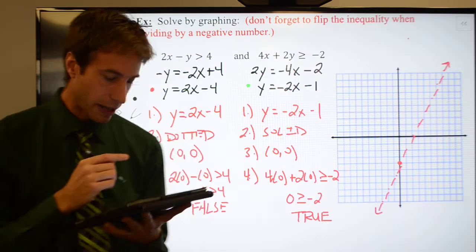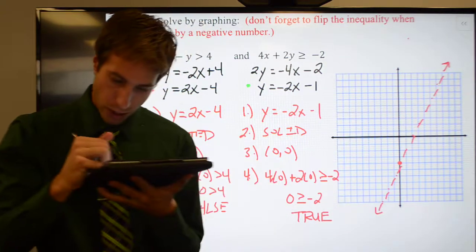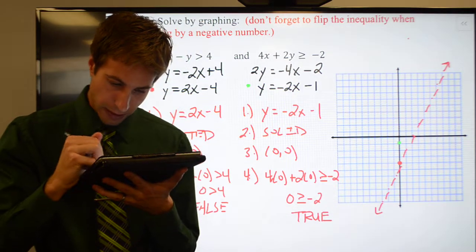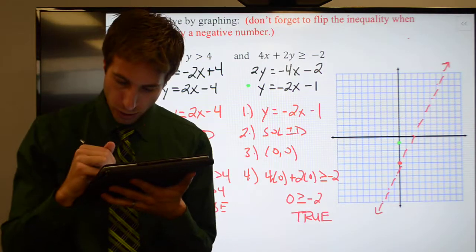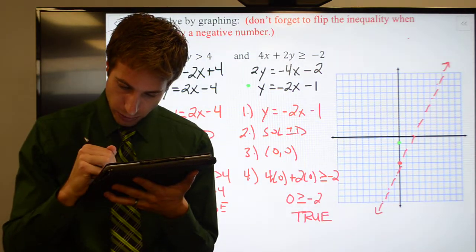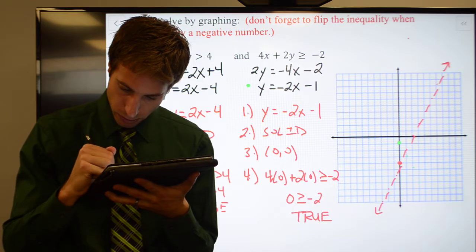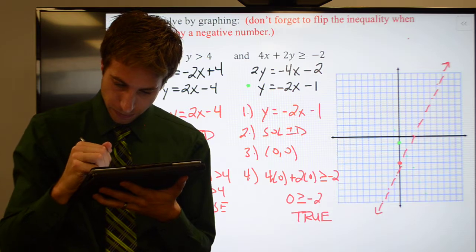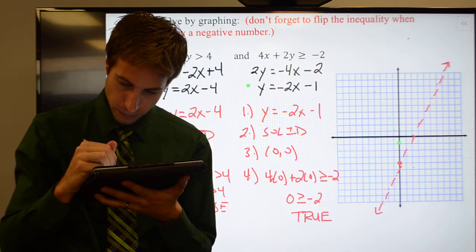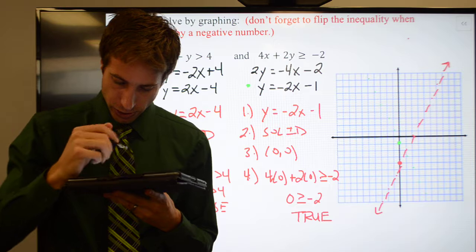And then my other one, my green line, I'm going to go through the point negative 1. So there's negative 1 right there. I have a slope of negative 2. That's down 2 and over 1. So down 2 and over 1, down 2 over 1. I could also go up 2 and back 1. So up 2, back 1. And that's going to be a solid line.